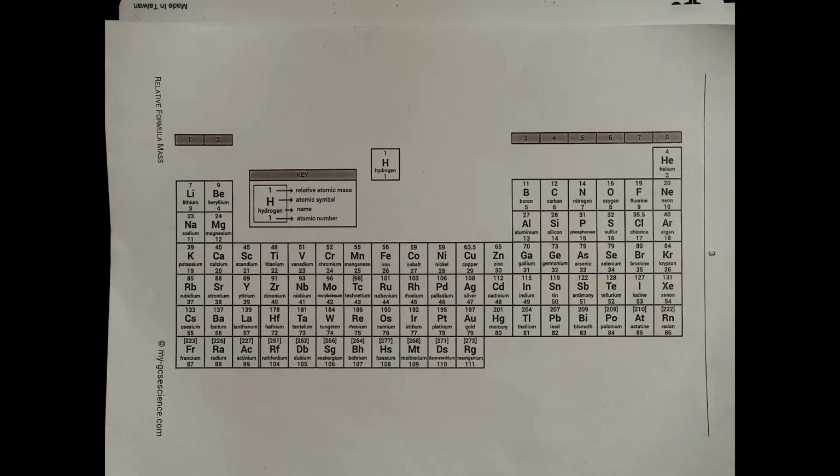Hello Year 11, today's video is about how to use a periodic table in order to work out the formula of ionic compounds. The periodic table, which you can see in front of you, you should all be very familiar with by now. All of the elements are arranged based on their properties and their increasing atomic number.